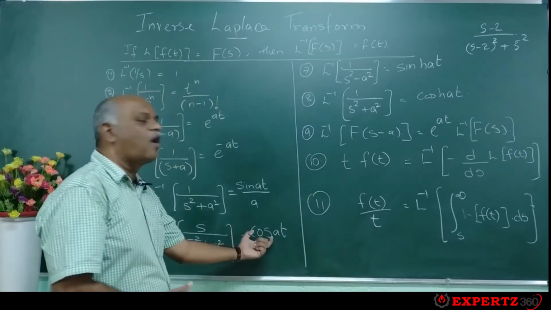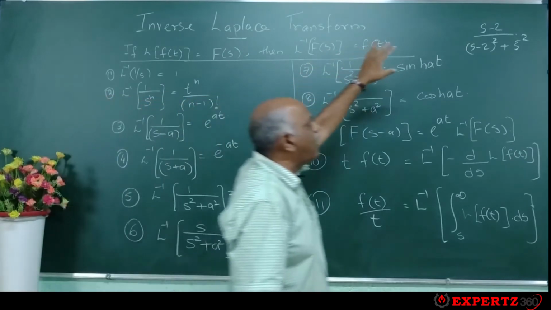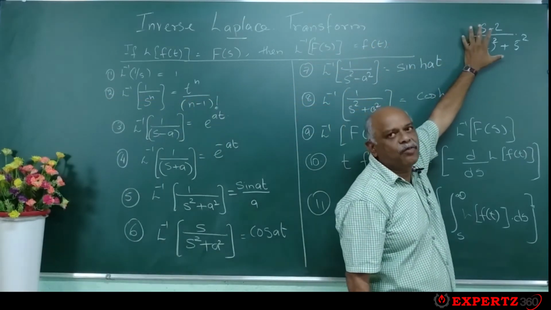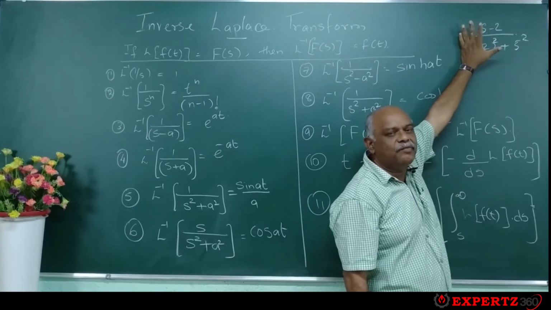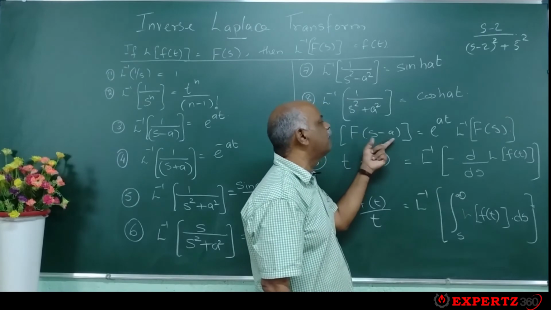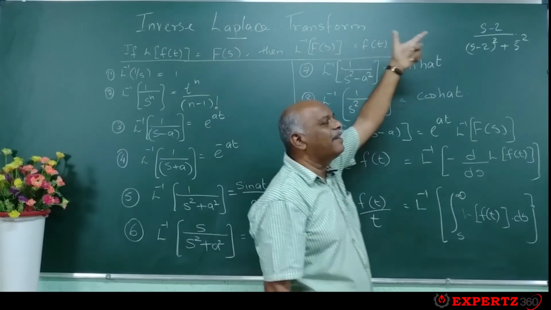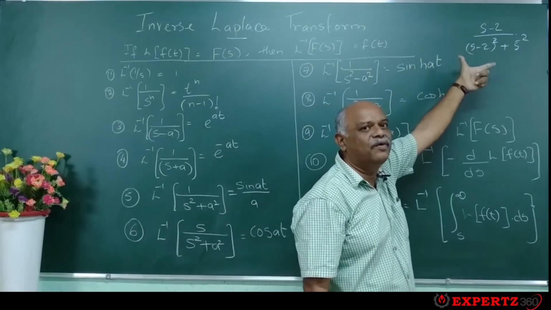That is, see, it is cos at. Laplace inverse of s divided by s square plus a square. So here, all the s has been replaced by s minus 2. Right? All the s has been replaced by s minus 2. That is what it means over here. That is, all the s has to be replaced by s minus a. Here it is s minus 2.